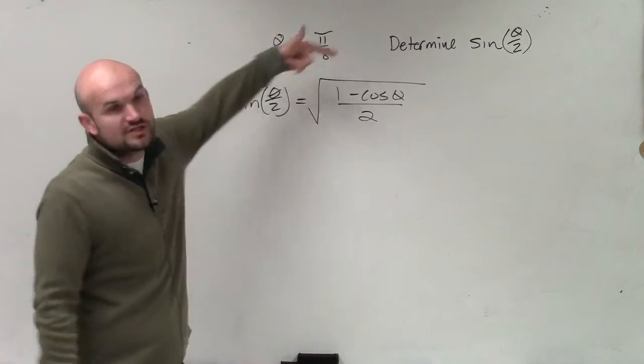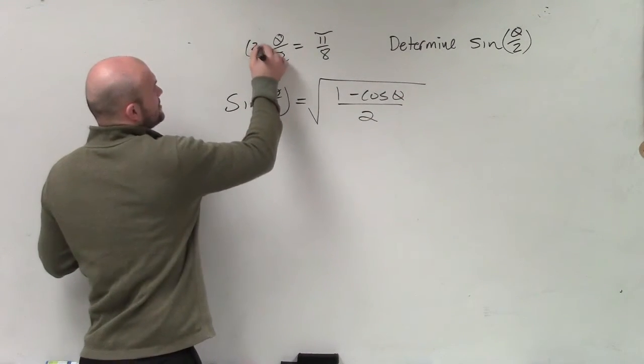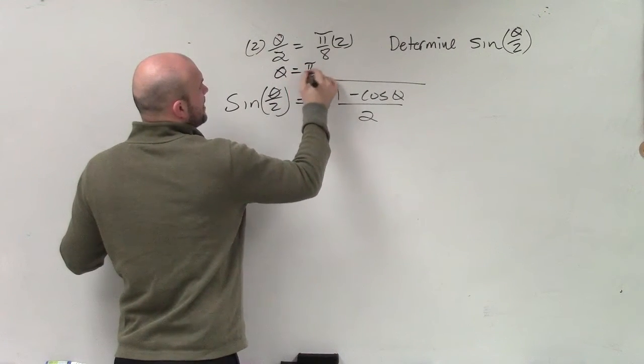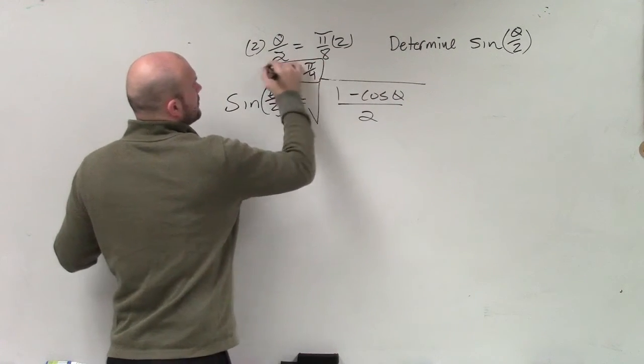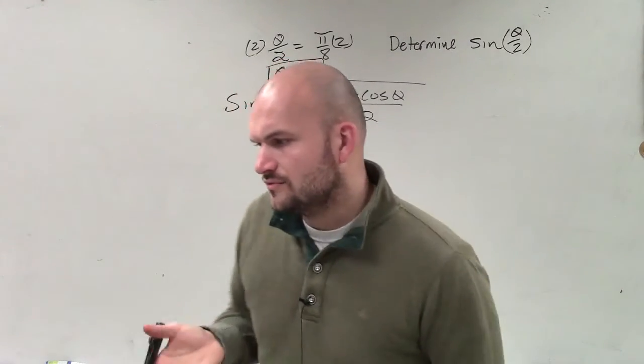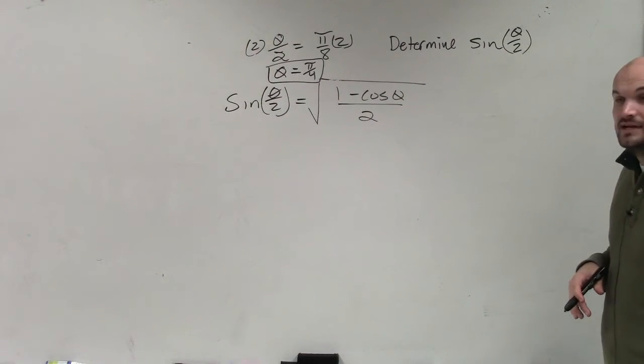Well, we know theta over 2 is pi over 8. So to find theta, multiply by 2 on both sides. And I can say theta equals pi over 4. Right? Does everybody see? So I have theta equals pi over 4.